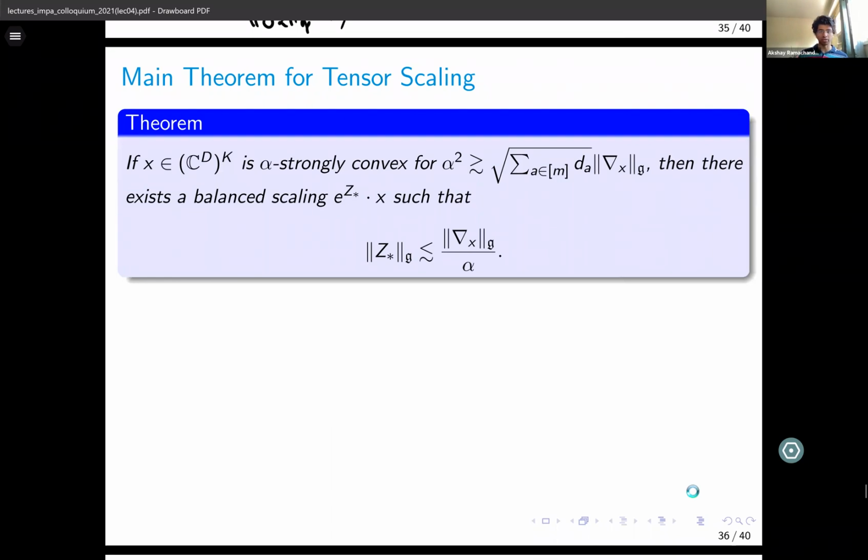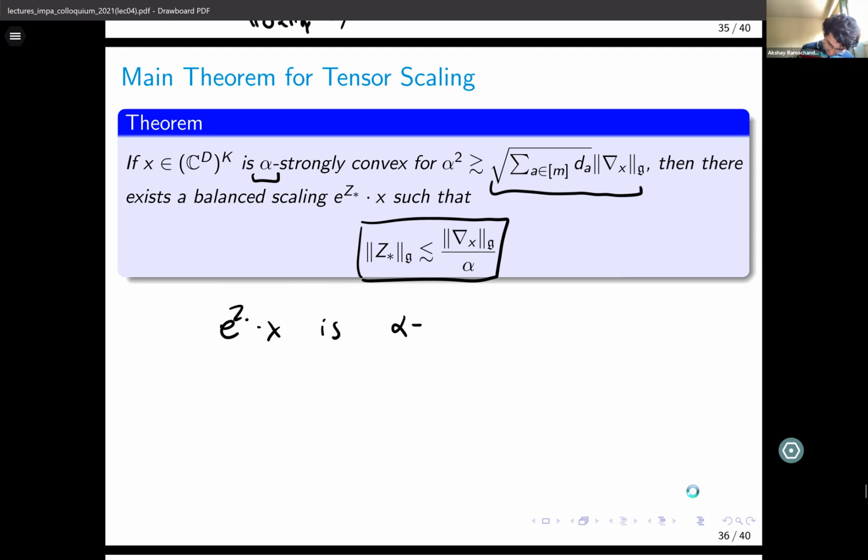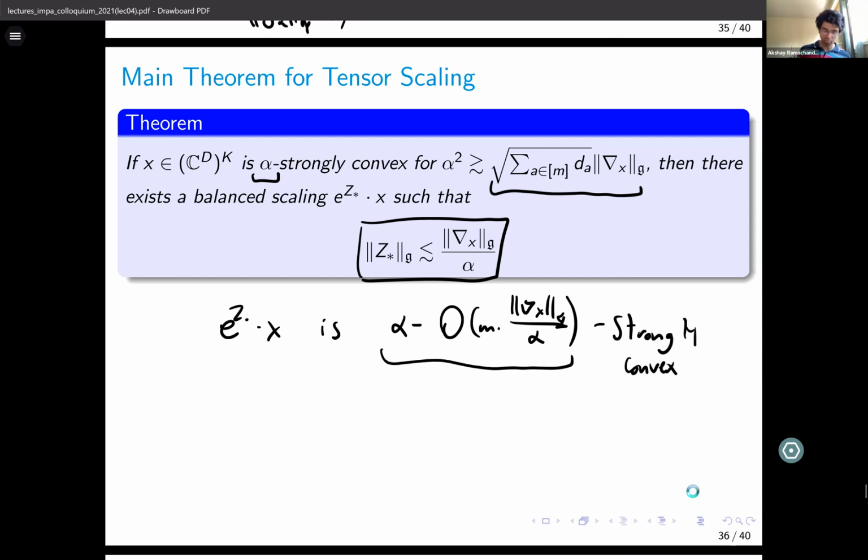So that's what the conditions for the main theorem are. If you have some alpha strongly convex tensor, and alpha is much bigger than the error or the gradient, then you have a strongly convex zone that's much larger than you expect the gradient to move. Then in fact, there is a doubly balanced scaling, and that doubly balanced scaling is strongly convex because it's so close by. So in particular, if you move to this point, then e to the z star times x is close by. Cool. By the robustness that we showed last time, when you move to the optimizer, you still have quite a bit of strong convexity because alpha squared is bigger than what's remaining. Cool.